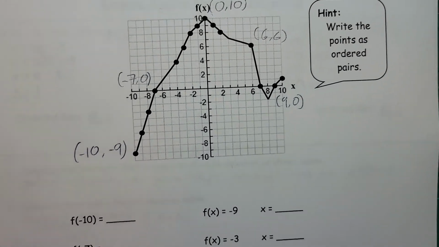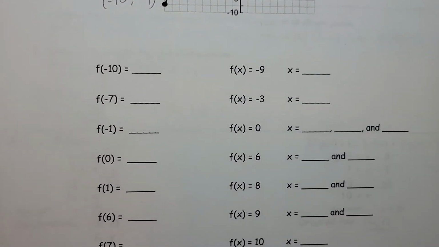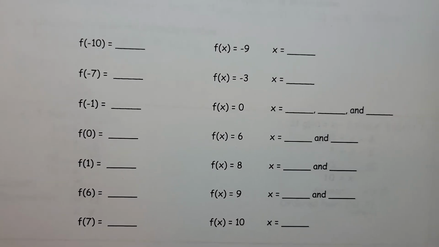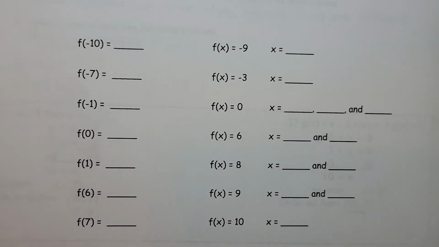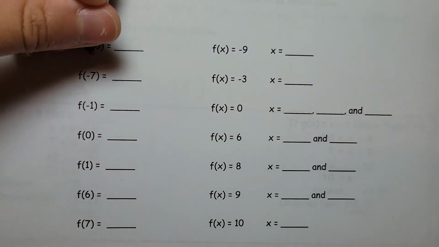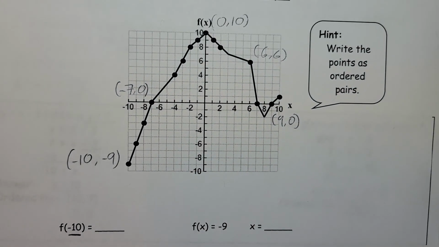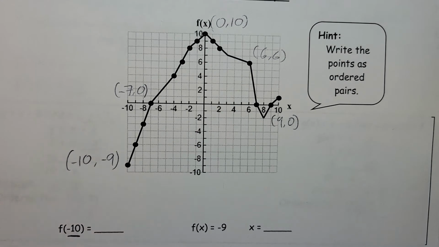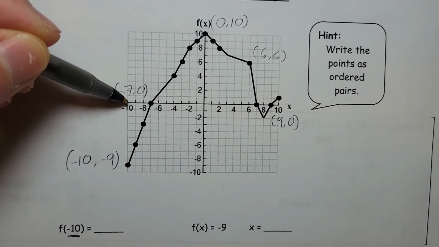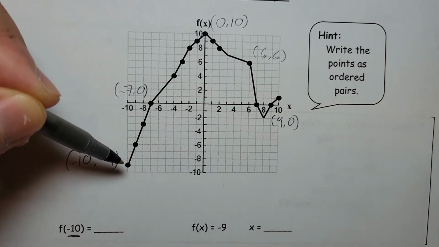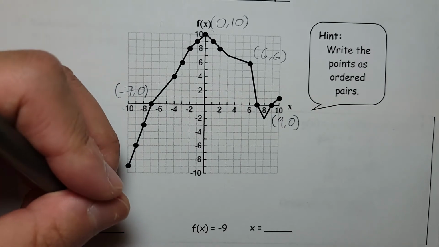So if we scroll down to the bottom, it's more practice. So I'll go through the first two on the top, and I want you guys to work together as a partner or as a group and help each other out finding the answer. So the first one is f of -10. So if we look at the graph, when x equals -10, what is y? So if we look here, when x equals -10, our y value is -9.